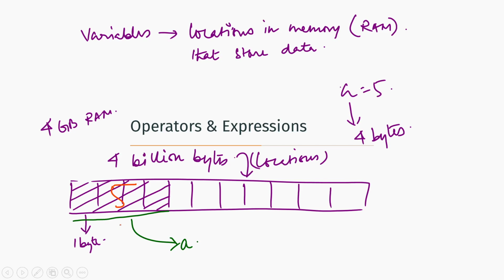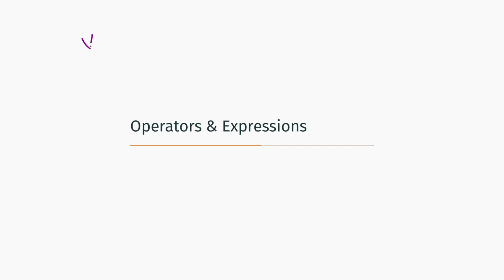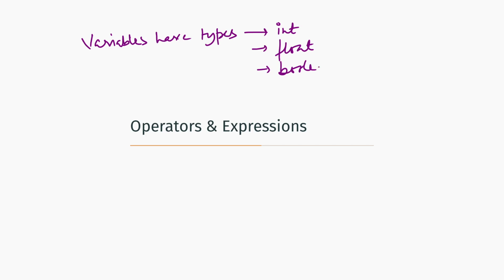Now we also learned that variables have types. The types that we have learned so far are integer, floating points, boolean, and string. We have also learned about operations.